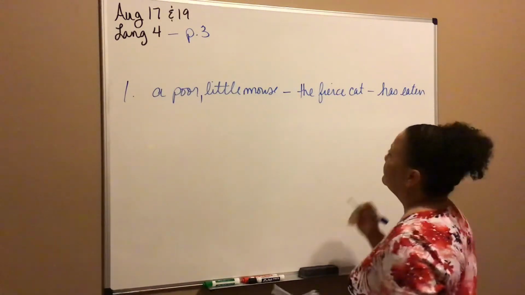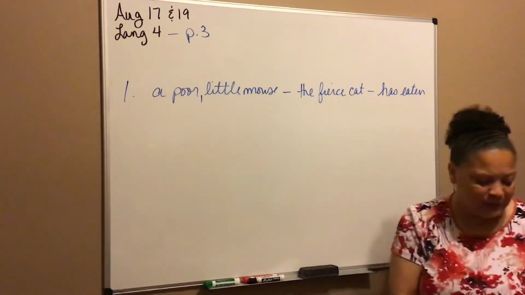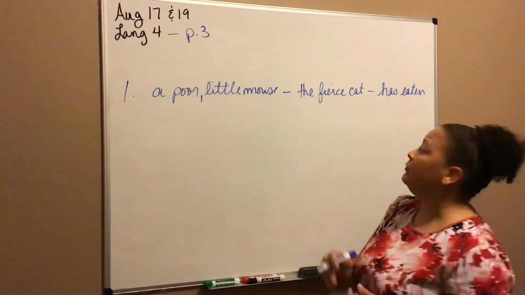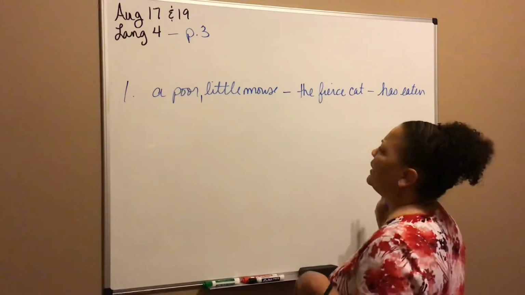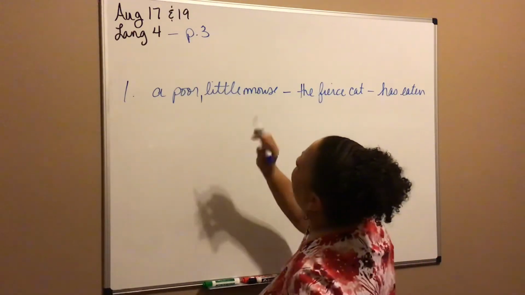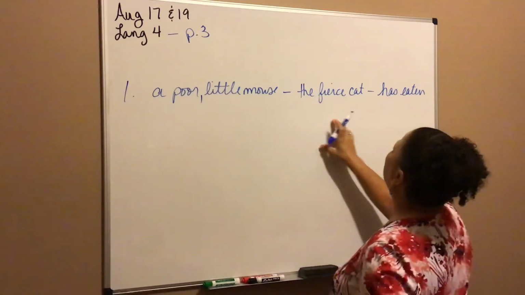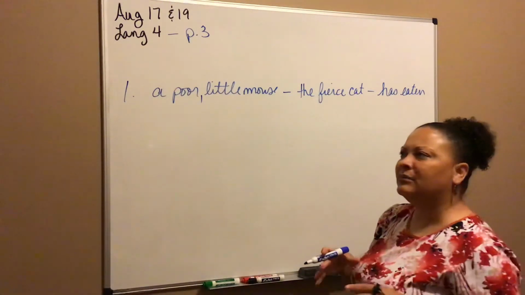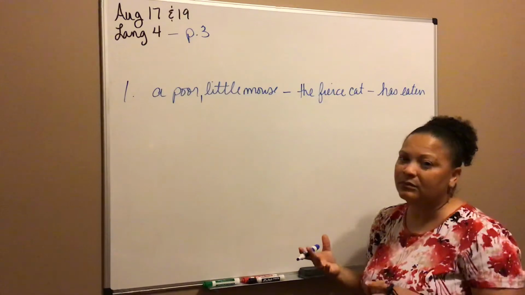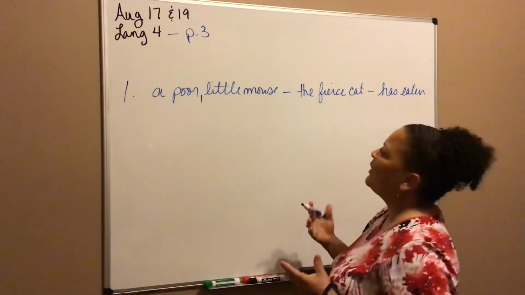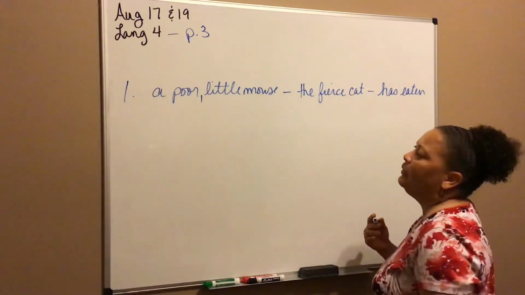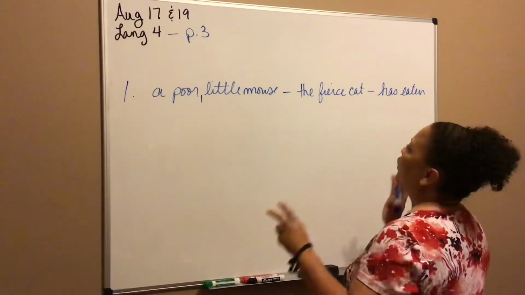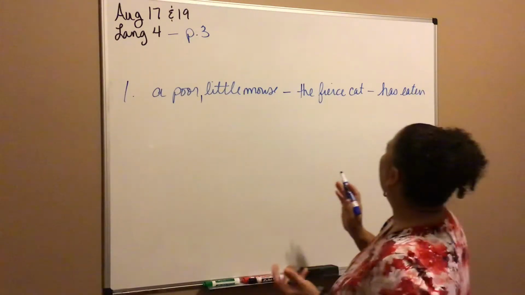So, you are going to use the numbers 1, 2, or 3 to tell me what order this should go in. So right now it says, a poor little mouse the fierce cat has eaten. Does that sound right? Proper grammar? Not in our terminology, it's not the way we speak today, right? Okay, so something's out of order.